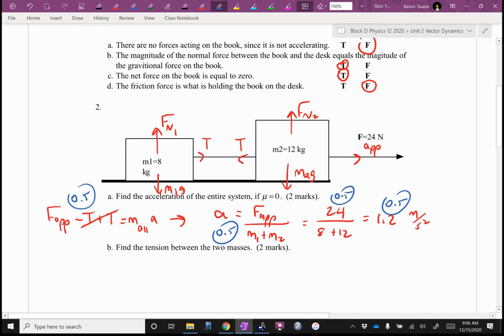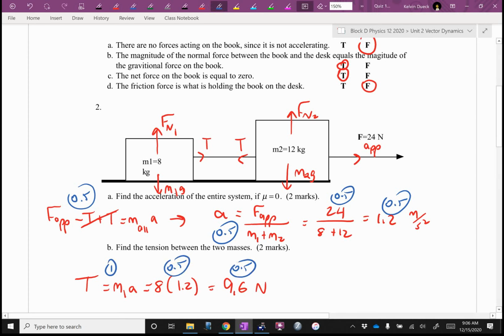Find the tension. I would probably use mass 1. You can get the same answer with mass 2, but the reason mass 1 is a bit nicer is it's going to be tension equals M1A, because that's what's pulling mass 1 forward, which means it's going to be 8 times 1.2, 9.6 newtons. I would give you 1 mark for the equation, half mark, half mark.